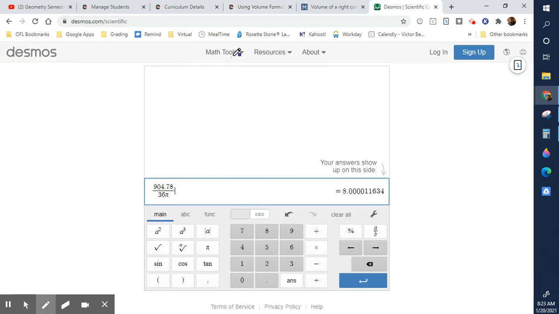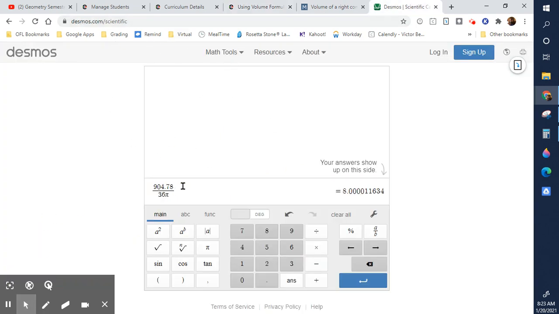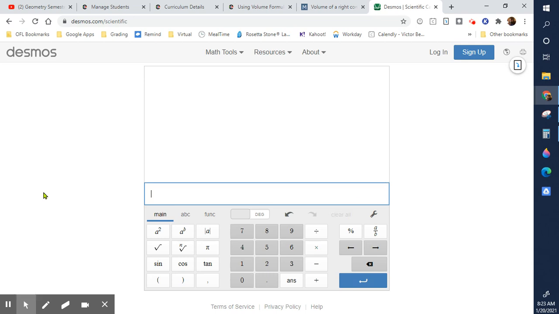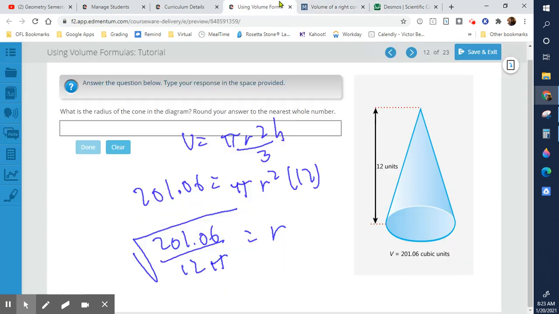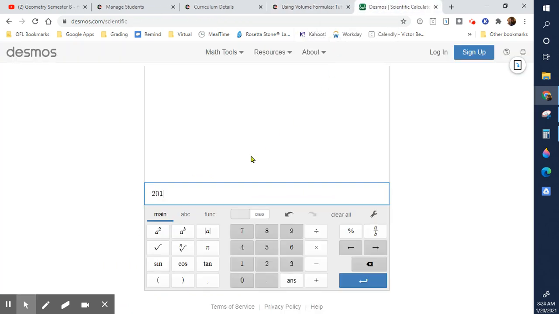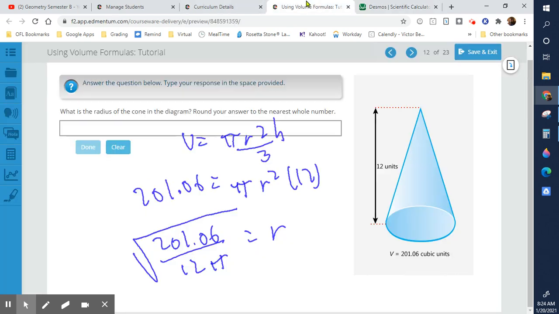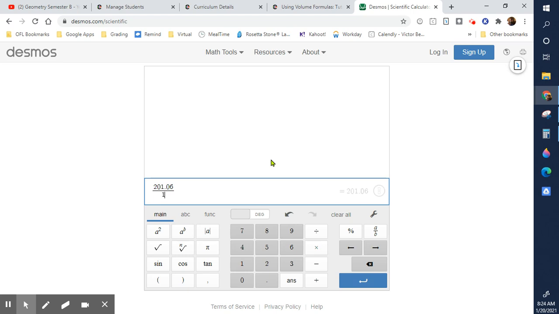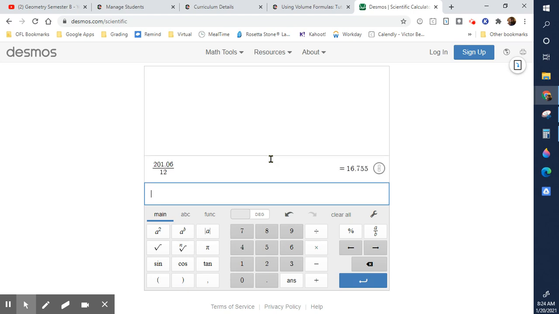So remember desmos.com, go to Math Tools, Scientific Calculator. I'm going to delete this. And might as well close this one. 201.06. Was it 06 or 6? Yeah, 06. We're going to divide this by 12 pi, and I almost forgot the square root part. I'm going to square root this. So if you actually type in SQRT, it actually does do the square root. The only problem is I should have done that first.